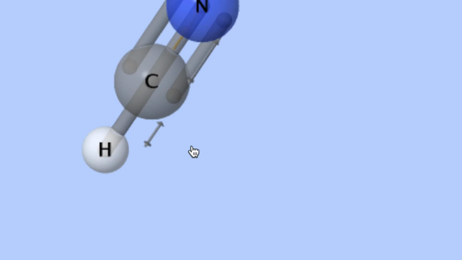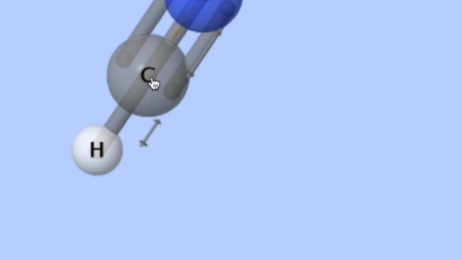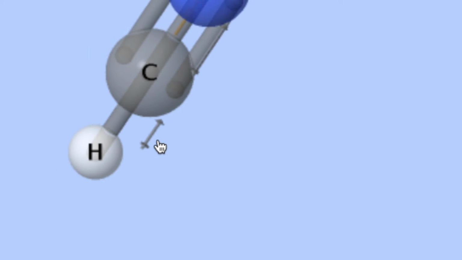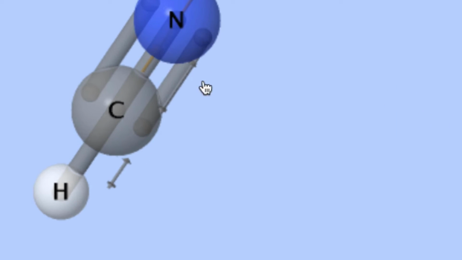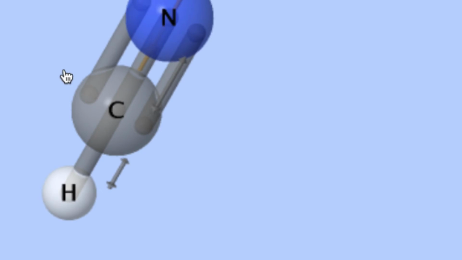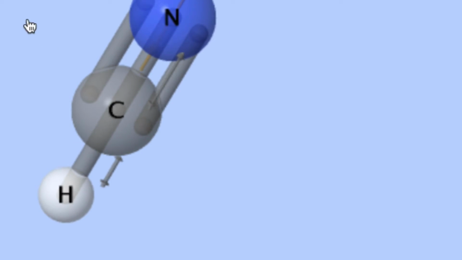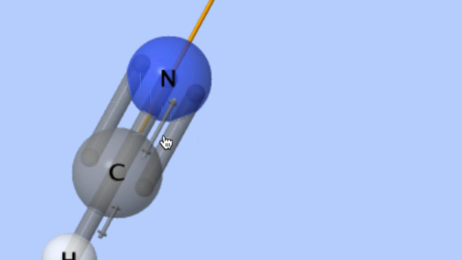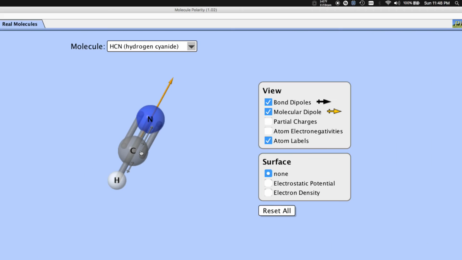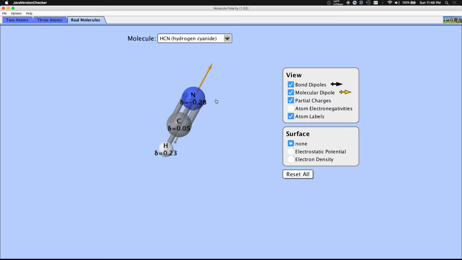So if you guys can see this real quick, carbon is pulling hydrogen, as you can see by this little arrow. And if you look here, I know it's really hard to see, I am sorry, but basically this gray arrow right here, nitrogen is pulling carbon. And if we look at the partial charges, these have values. Don't really worry about the values too much.